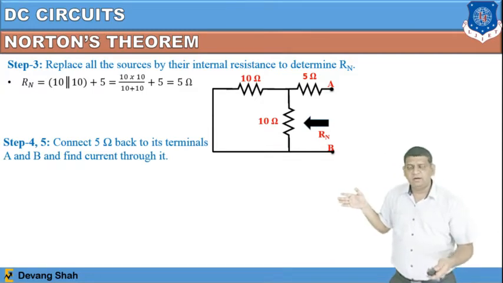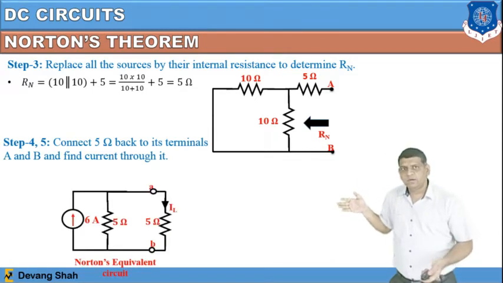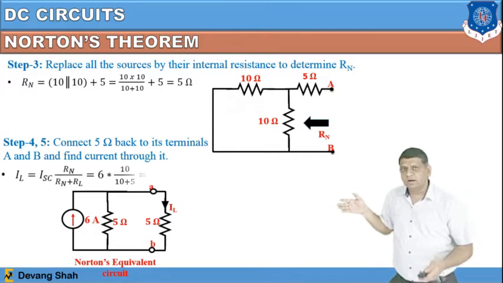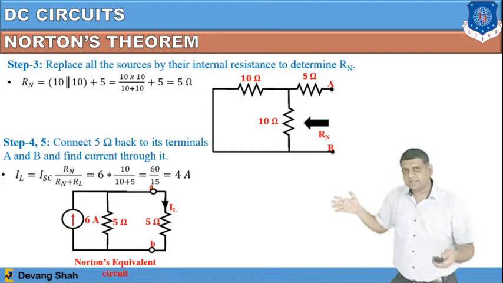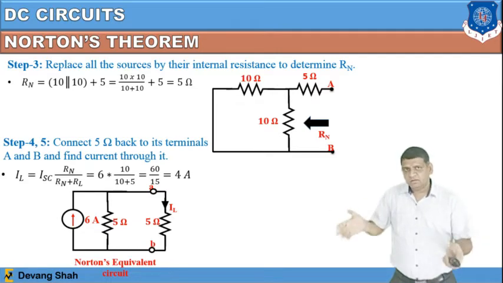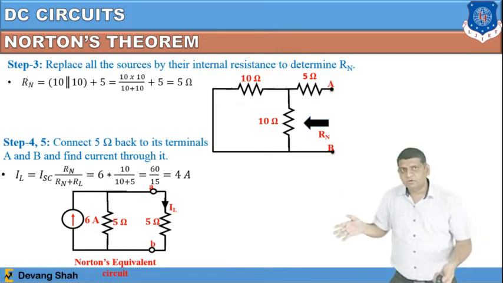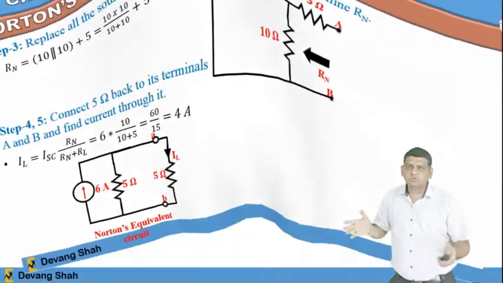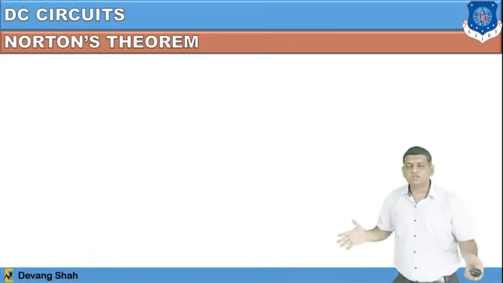And finally you have to connect RL between terminal A and B, and you have to find the load current IL which is passing through RL. So by this equation, IL is equal to ISC RN divided by RN plus RL. Same equation, you put the value, then you can find 4 ampere. So this is one of the examples based on all these 4 steps.